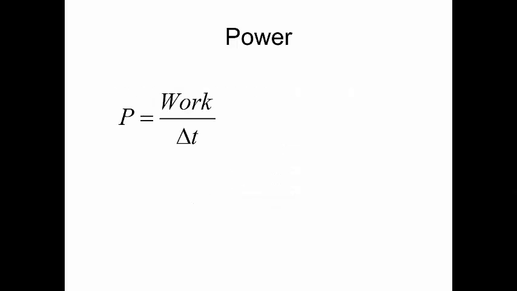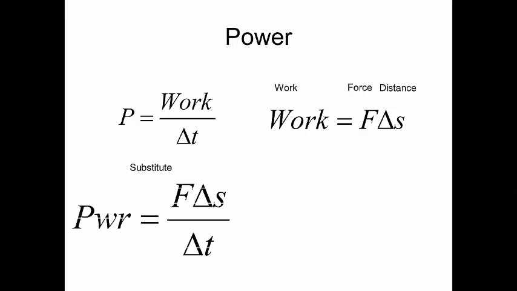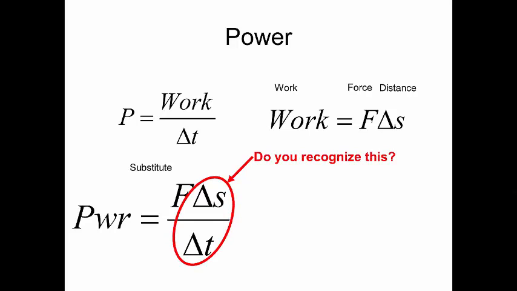If power is equal to work divided by a change in time, and we know that work is equal to a force times a change in position or a distance, we can substitute this into our power equation and get that the power is equal to the force times a change in position divided by a change in time. Do you recognize this portion of the equation, change in position with respect to a change in time? This is just our velocity. So we can further reduce this so that our power is equal to a force times a velocity.